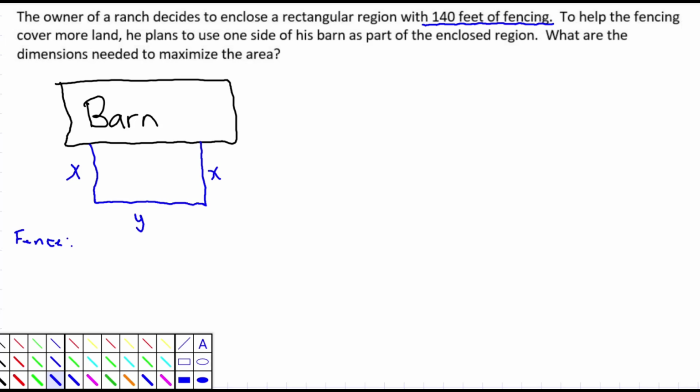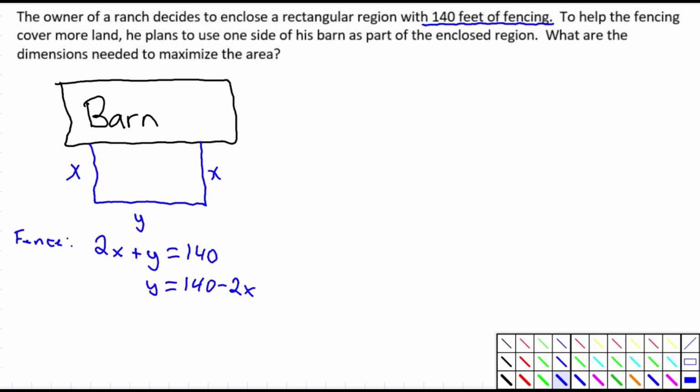And so I should know that 2x plus whatever y is has to equal 140 feet. That's how I'm going to make the 140 feet. And doing a little algebra, because I know we're going to solve this in a little while, it'd be nice if I just rearrange this to look like this, so that way we have y by itself. Perfect.